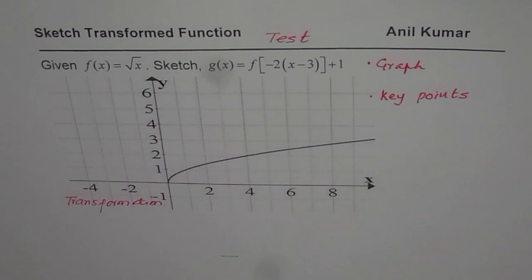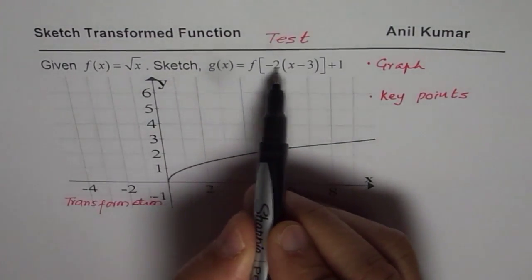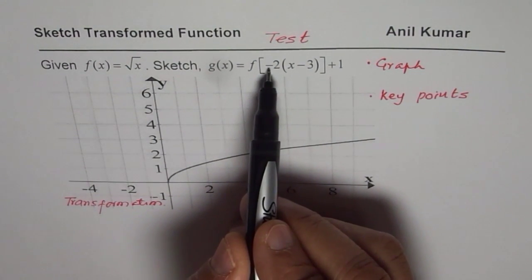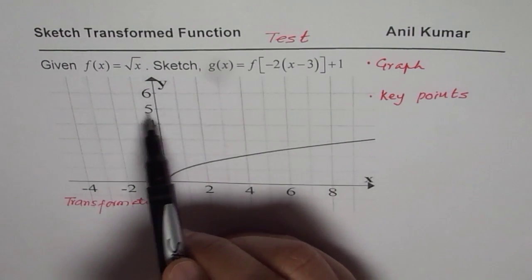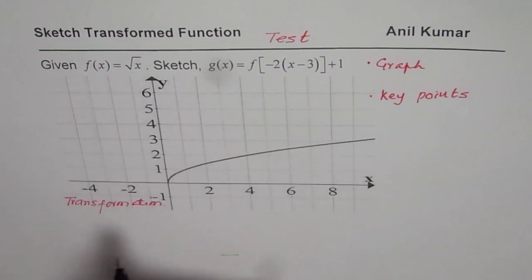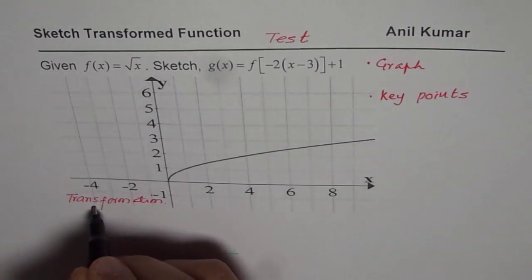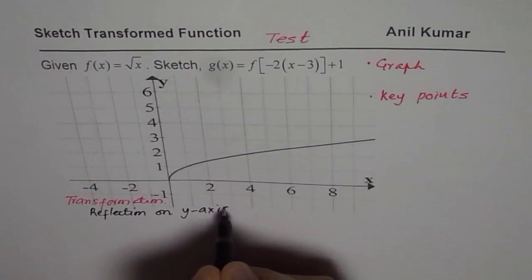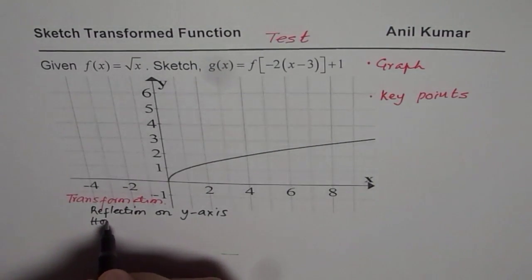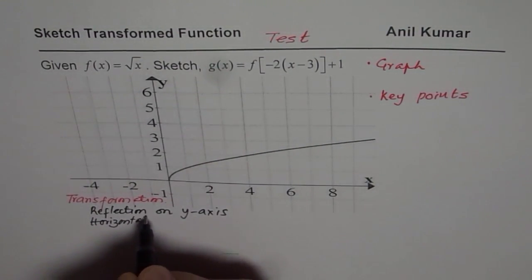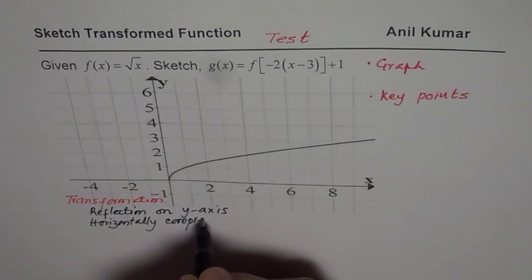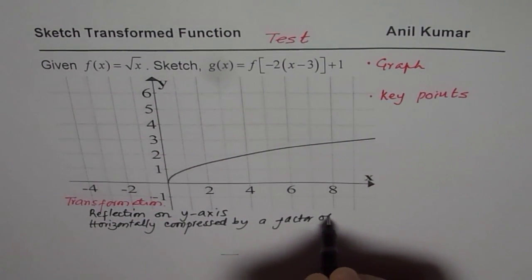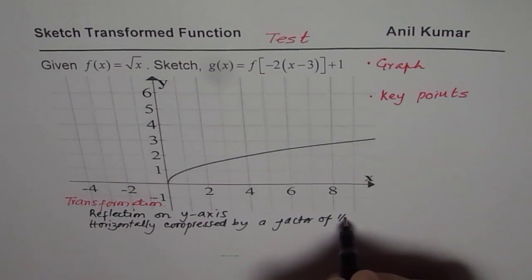Looking into the transformations, we can go from left to right and describe each factor one by one. So minus 2, what does that mean? Minus means reflection on the y-axis, and 2 is horizontally compressed. So what we have here is reflection on y-axis. That is the first thing which we notice, and second is horizontally compressed by a factor of, how much? Half, right? 1 over k, by a factor of half.